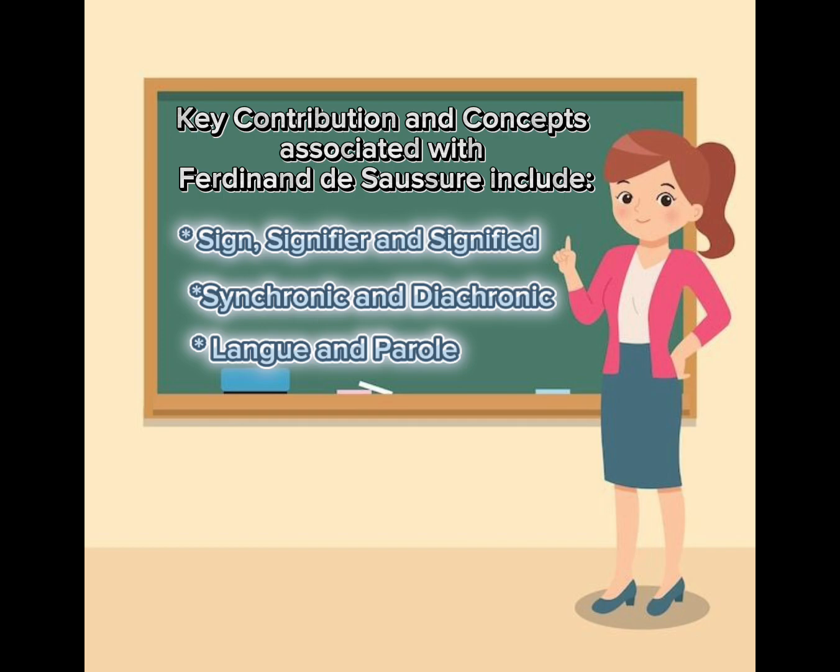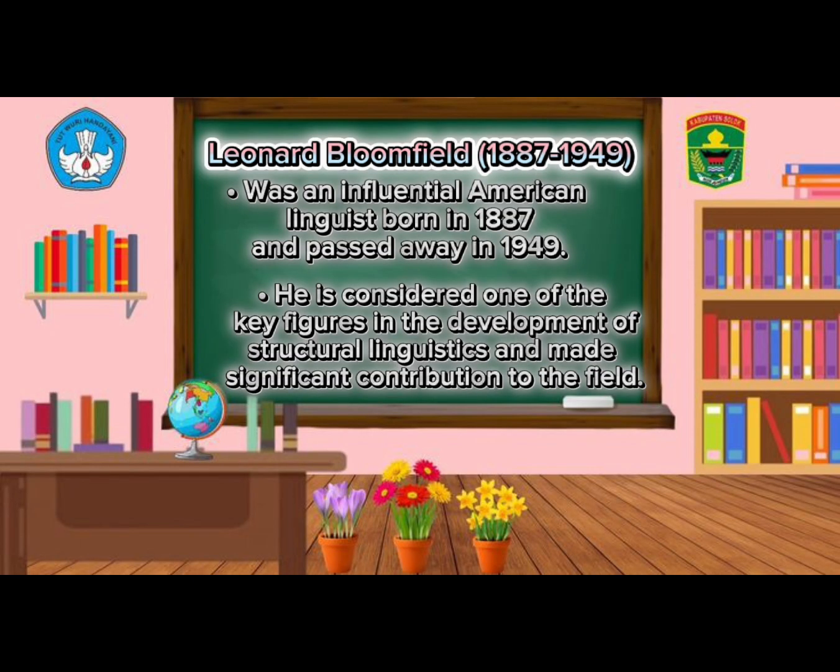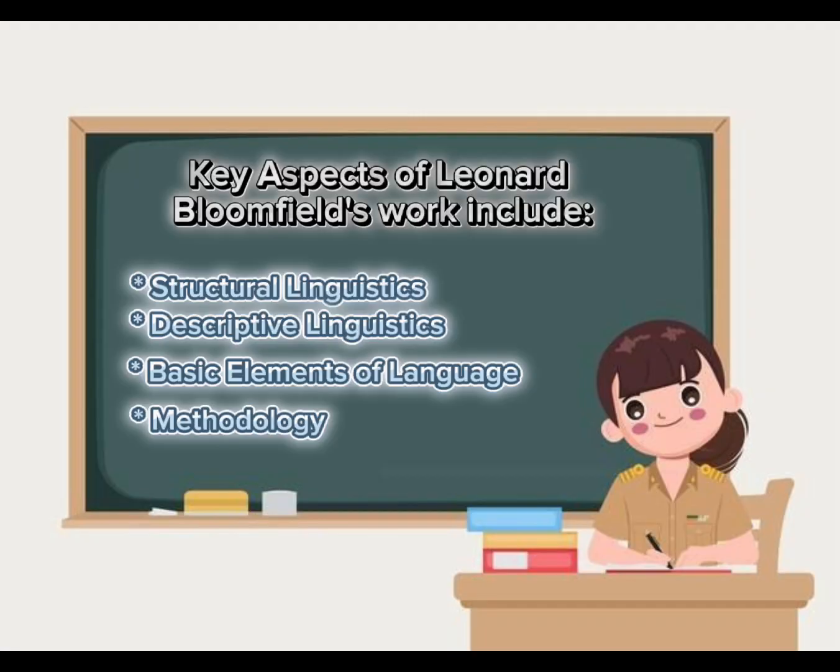Leonard Bloomfield was an influential American linguist born in 1887 and passed away in 1949. He is considered one of the key figures in the development of structural linguistics and made significant contributions to the field. The key aspects of Leonard Bloomfield's work include number 1, structural linguistics.